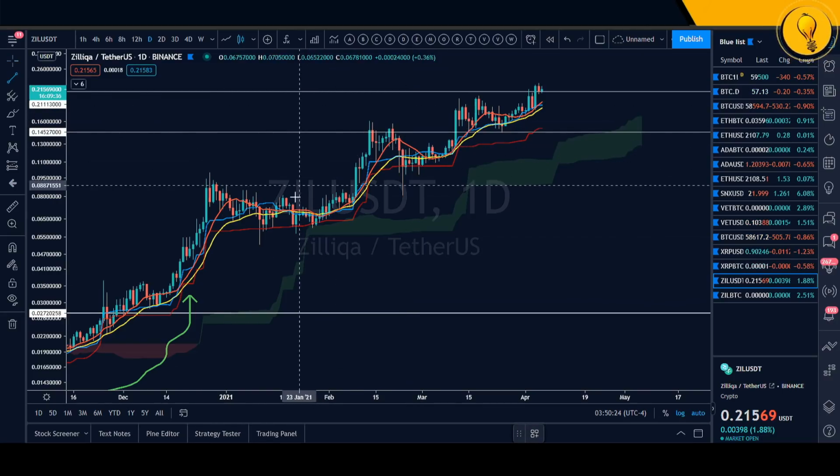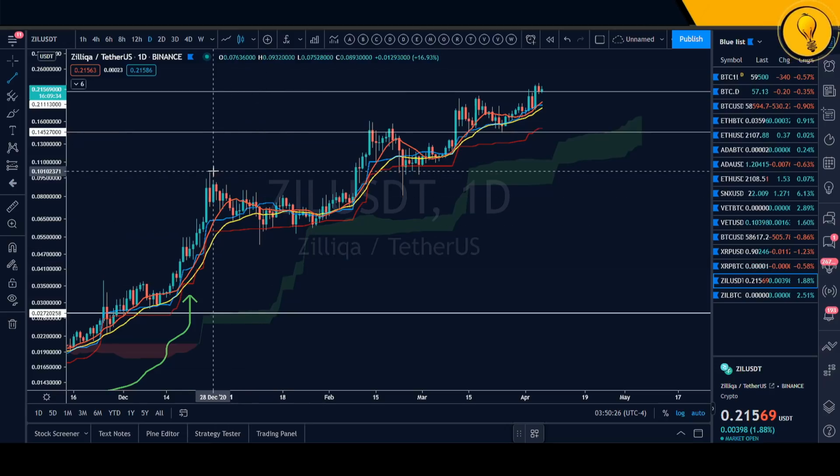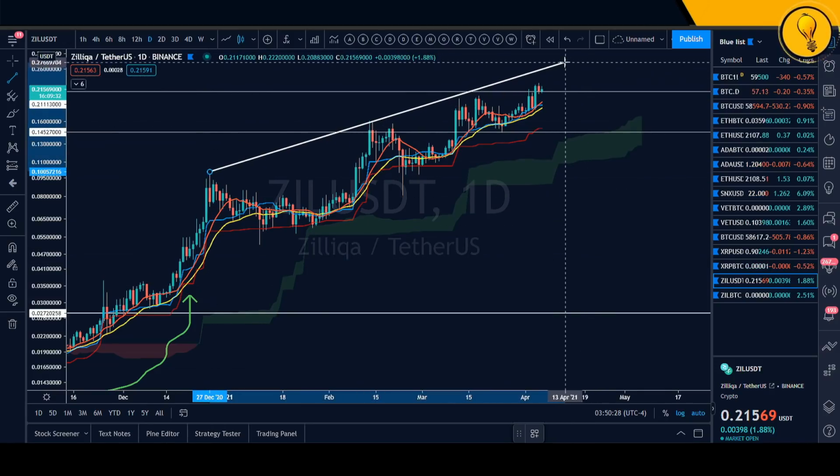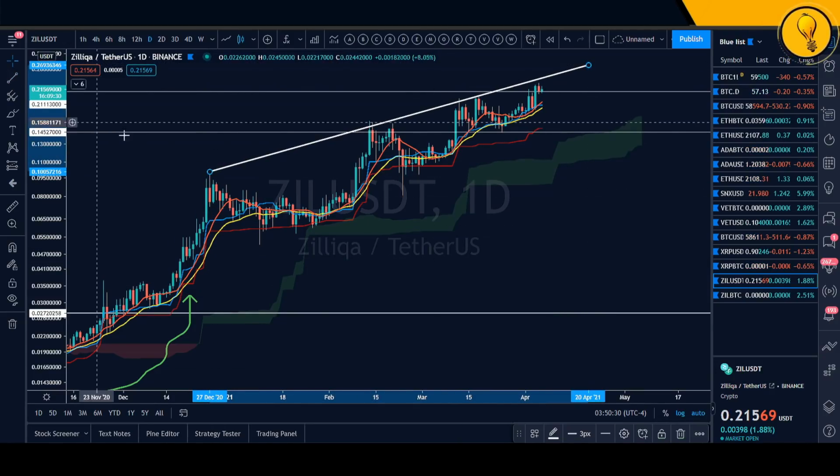Okay, now this is something that I noticed. Someone brought it up on Twitter. I saw this on crypto Twitter, where someone was looking at this rising wedge.